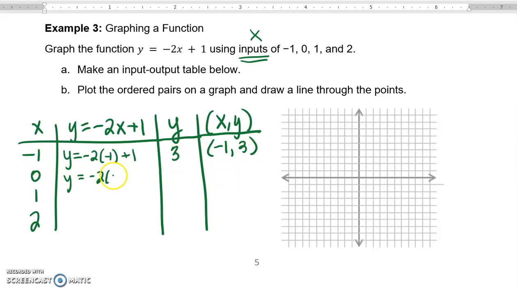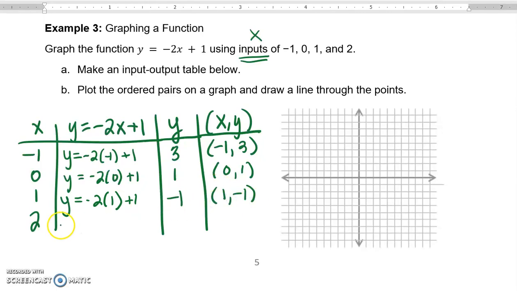Plugging in 0. Negative 2 times 0 plus 1. I keep hitting that button, so sorry. Negative 2 times 0 is 0. 0 plus 1 is 1. So this is the point 0, 1. y equals negative 2 times 1 plus 1. Negative 2 times 1 is negative 2 plus 1 is negative 1. So this is the point 1, negative 1. And lastly, negative 2 times 2 is negative 4 plus 1 is negative 3. So this is the point 2, negative 3.